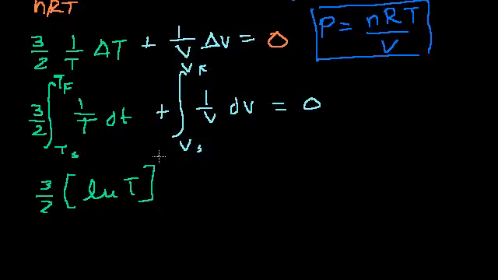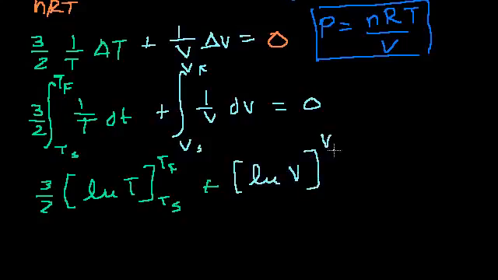We're going to evaluate it at the final temperature and then subtract the starting temperature, plus the natural log, the antiderivative of 1 over V is just the natural log of V, evaluated from our final volume, and we're going to subtract out the starting volume. This is just the calculus here. And this is going to be equal to 0, right? If every infinitesimal change is equal to 0, the sum of all of the infinitesimal changes is also going to be equal to 0.